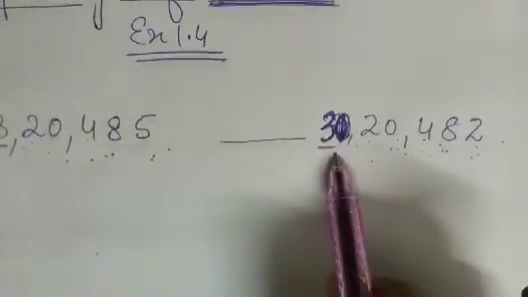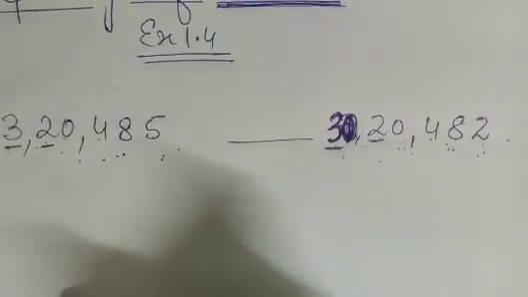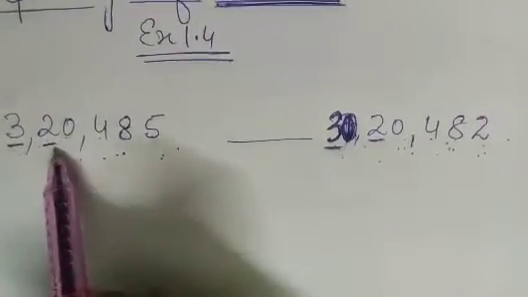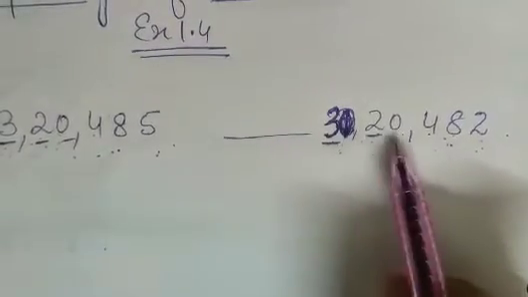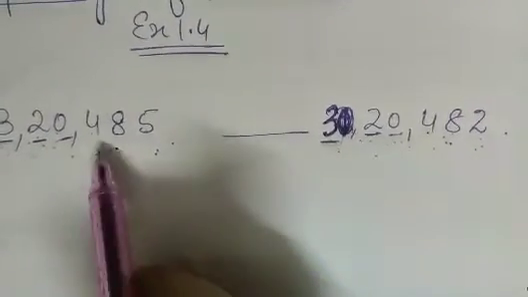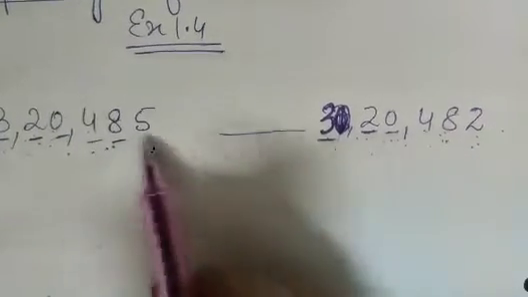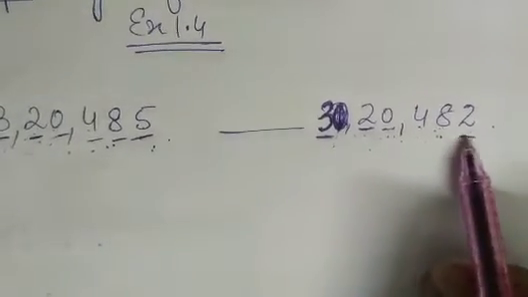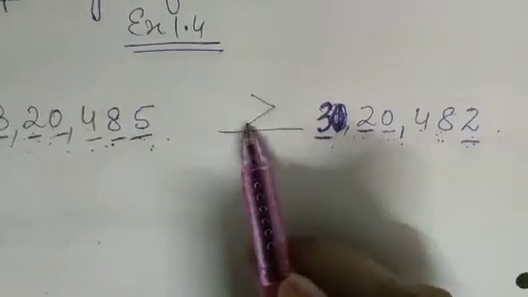When the lakh places are the same, then we'll move to the 10,000 place. Next one, 2, 2, same, then we'll move to the next one. 0, same, then 100 place, same, then 10's place, same, then 1's place, this is 5, this is 2, they are not same. So which is the greater one? 5 is greater, which means this number is the greater one.